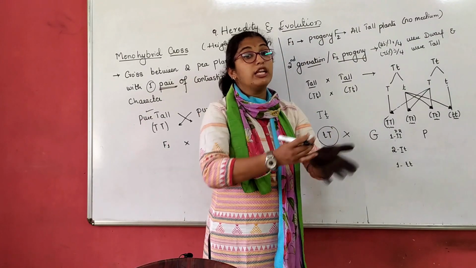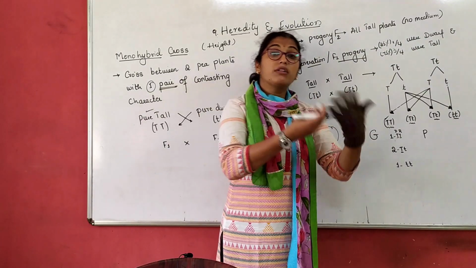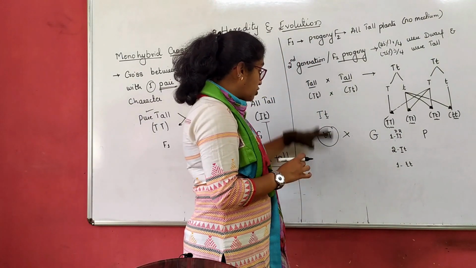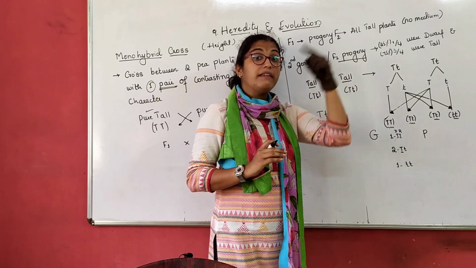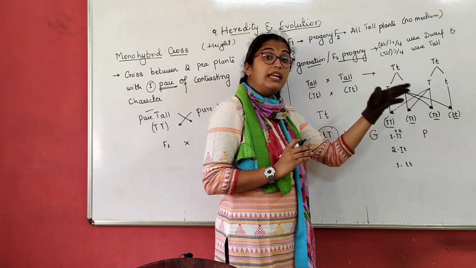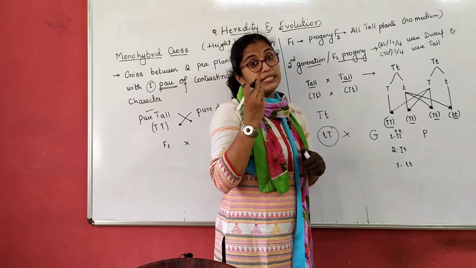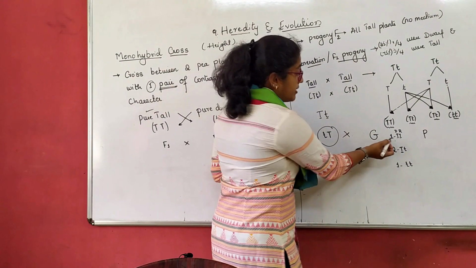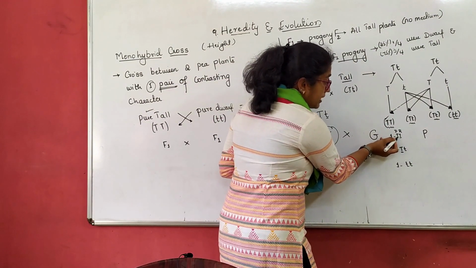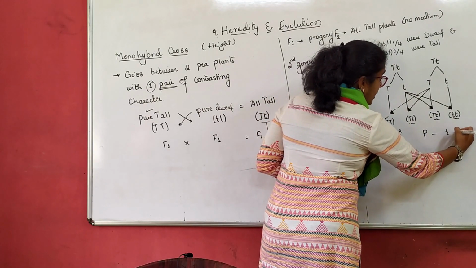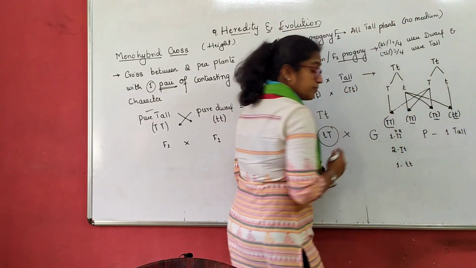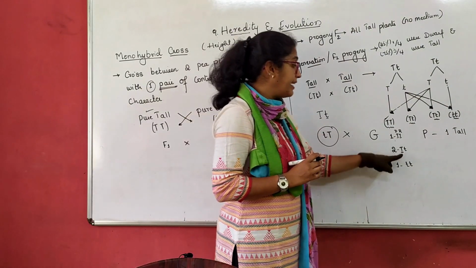That means both will not get expressed. If both had to get expressed, the tallness of the tree would be double, right? So only one allele will get expressed. Which allele? Dominant will get expressed, recessive will be suppressed, or it will not be. So here in phenotype, in the first condition I have one tall plant. Now again in the second condition.